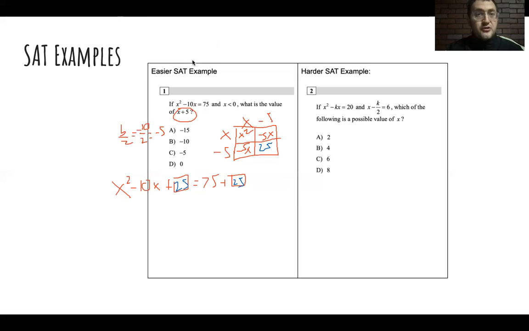And we're going to write this in factored form. So this trinomial is the same thing as x minus 5 squared, and that's equal to 100. I'm just going to square root both sides, and remember to put a plus or minus with that 100. So I have x minus 5 equals plus 10 or minus 10.